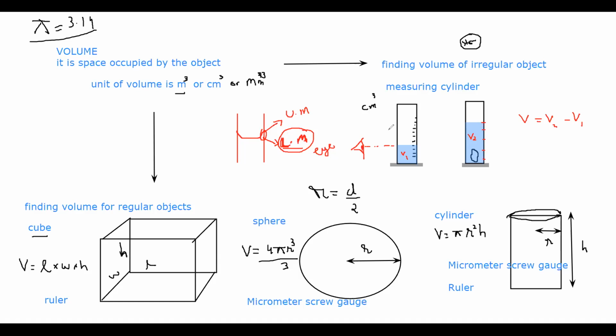So if a regular object is there, we will use a formula. If an irregular object is there, we will use a measuring cylinder. Is it clear about how we will use a measuring cylinder to get the volume of an irregular object? If you have any doubt or question, you can ask. Okay, take the screenshot. I will move on to the next part.